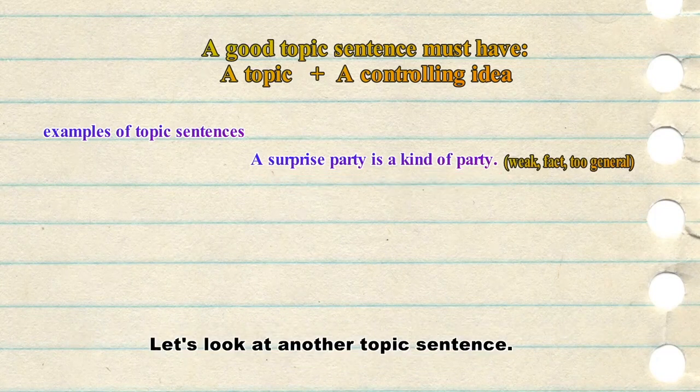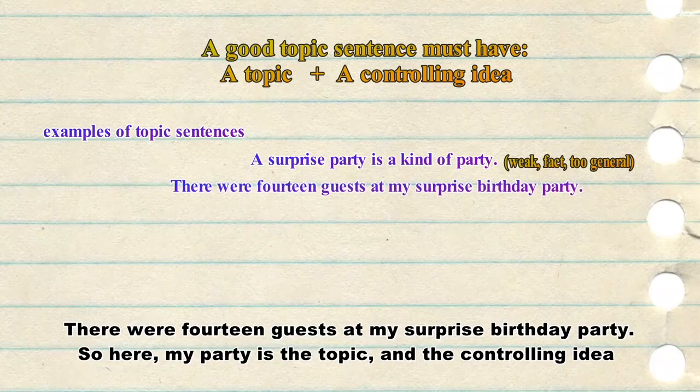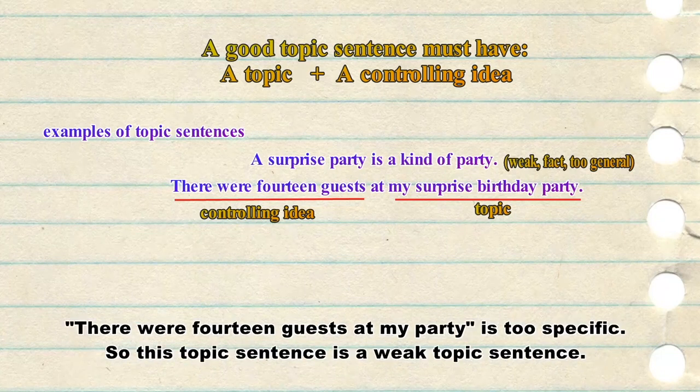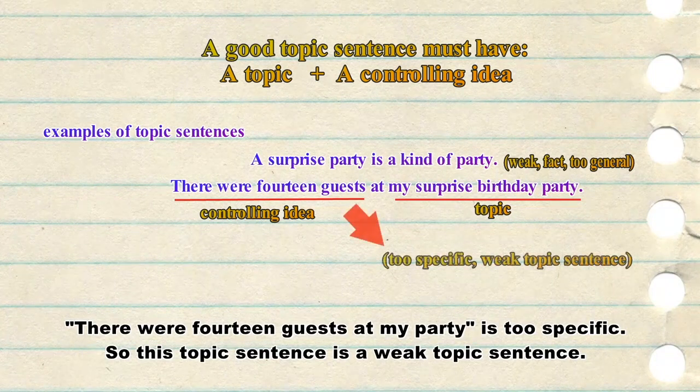Let's look at another topic sentence. There were 14 guests at my surprise birthday party. So here, my birthday party or my party is the topic. And the controlling idea is that there were 14 guests at my party. So what can you say about this? Can you expand this? No. There were 14 guests at my party is too specific. So this topic sentence is a weak topic sentence.